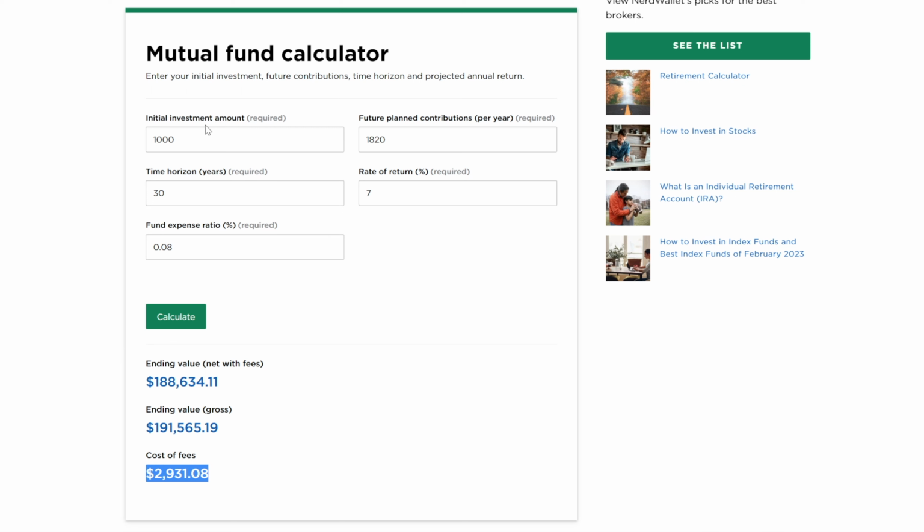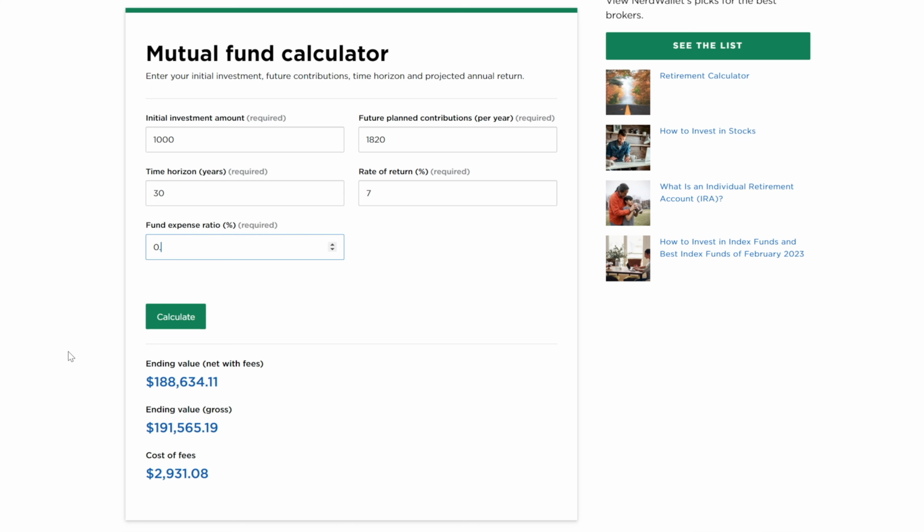And let's keep in mind too that this is a relatively small amount of money. A lot of people are going to need more than this to retire with. So these numbers really compound if you're investing more. So this is just an example, like I said, but it is worth noting that.